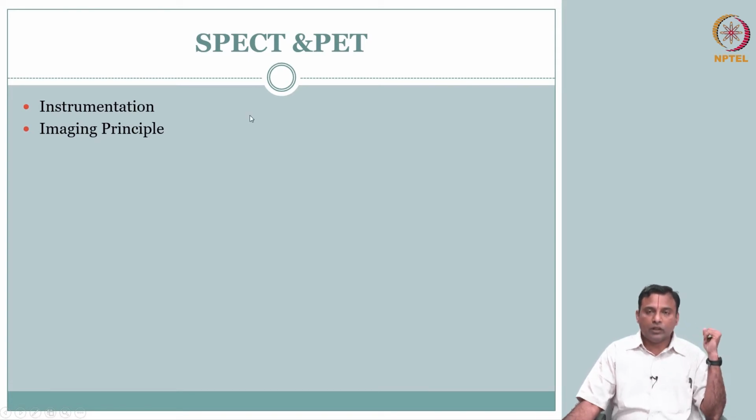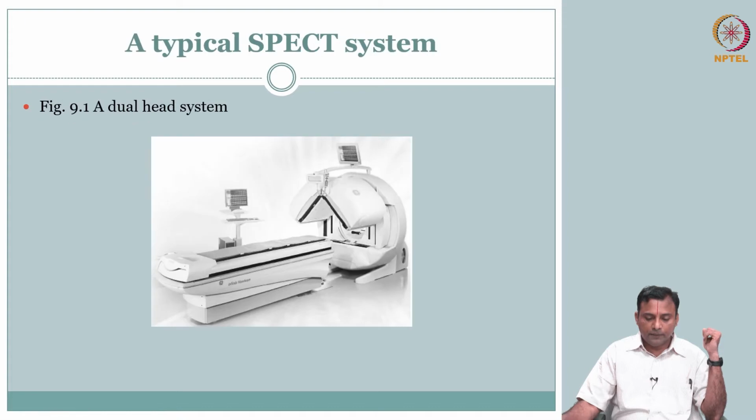Okay. So, let us start with the instrumentation. As you will see, this is a typical SPECT system. What you notice here is, apart from the patient table, you notice this arm. In planar scintigraphy, we talked about this Anger camera, which was flat, and that was your planar scintigraphy. Here what do you notice? This is a dual head system.